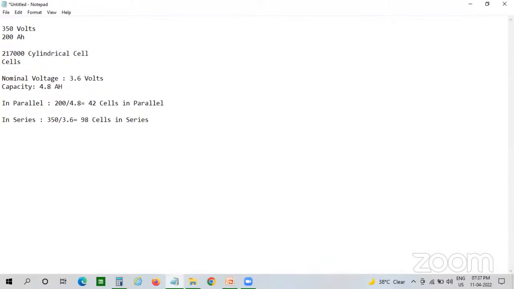So generally we write it as MP NS. This is the basic writing formulation, where M is the number of cells in parallel and N is the number of cells in series. So I could write 42P and 98S. Okay. So this is my parallel and series combination for my battery pack. Understood? Any confusion? No, sir. Okay.